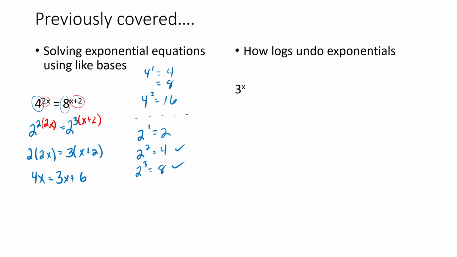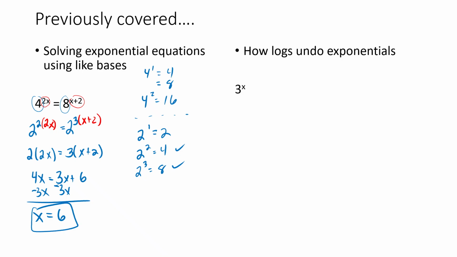Now we've got a linear equation, so I will subtract 3x from both sides. 4x minus 3x is just x. 3x minus 3x is 0, leaving me with just the 6. Okay, now that is the strategy that we have already covered.